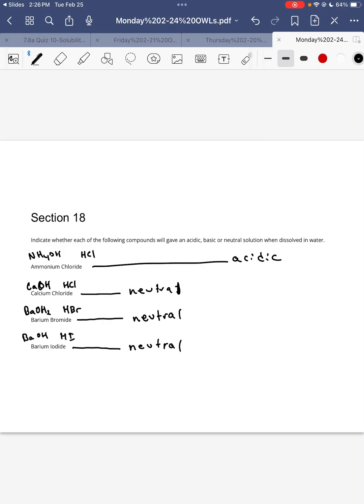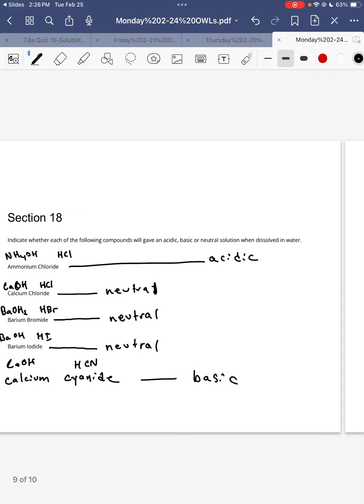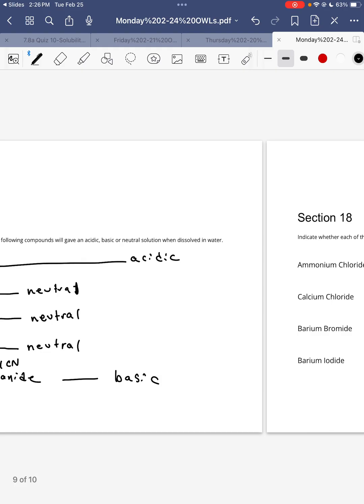We had a bunch of those that created neutral solutions. Let's just do one more for the sake of it. Let's say we had calcium cyanide. Calcium cyanide comes from a strong base and a weak acid. Therefore, this would make a basic solution. So hopefully, as long as we have our strong acids and bases memorized, those become pretty easy to do.